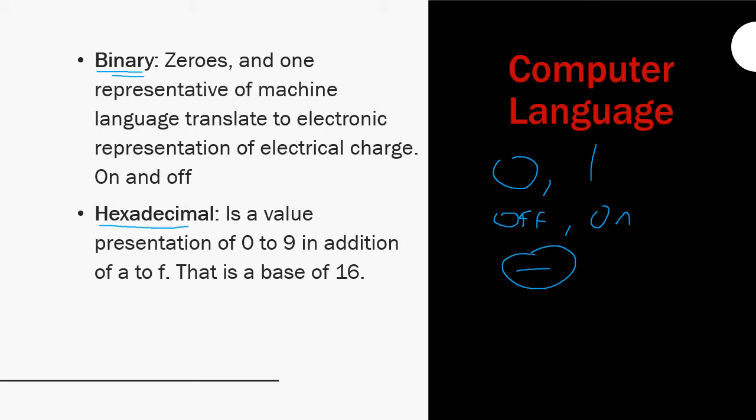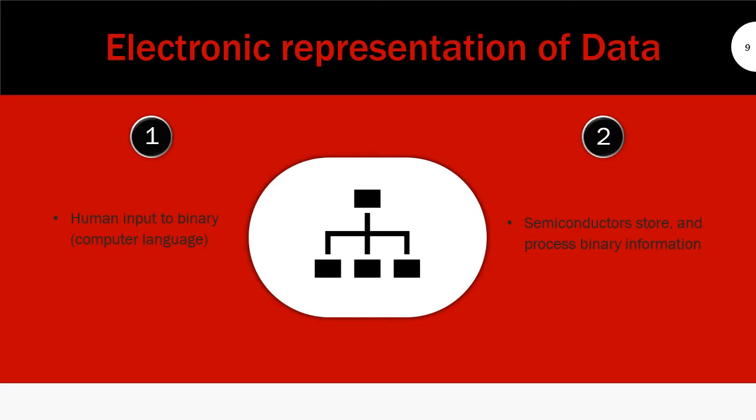We also have hexadecimal, which is a little bit more advanced. It's not representative of electron states. It's just a base integer. So it's a value representation of 0 to 9 in addition to A to F. So you have 0 all the way to 9, and then you can also have values of A through F, which is 16 values. So we're going to talk about the electronic representation of data.